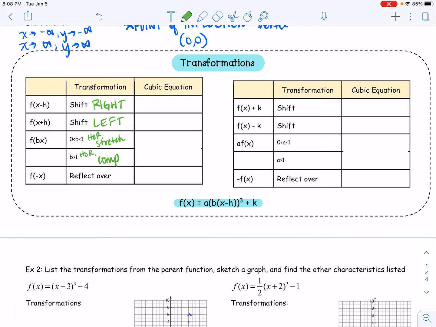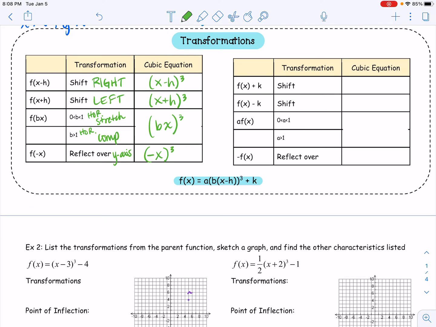And then horizontally, we are flipping over the y-axis. So x minus some number cubed, x plus some number cubed, some number times x cubed, or the opposite of x cubed. Everything on the outside of the parentheses we know is vertical. So plus, I'm going up, negative, I'm going down. A number in front means I'm either getting smaller or bigger.